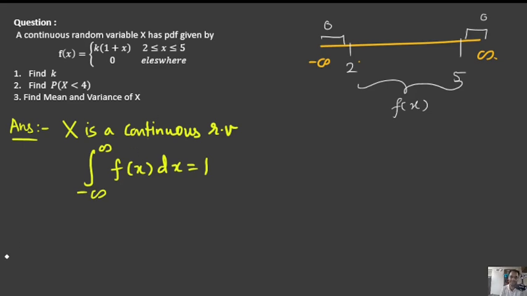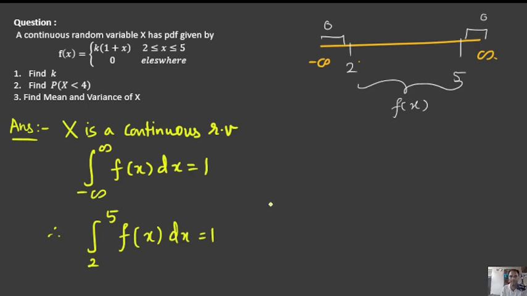So what it essentially means is that when you integrate from minus infinity to infinity, it is as good as integrating the function from 2 to 5, whatever the interval is for which it is defined. You go for that interval and integrate, and you will get the answer 1. Whatever interval is given to you, you integrate over that particular interval. The formula is general, from minus infinity to infinity, but the interval of the PDF is from 2 to 5, so we integrate over there.